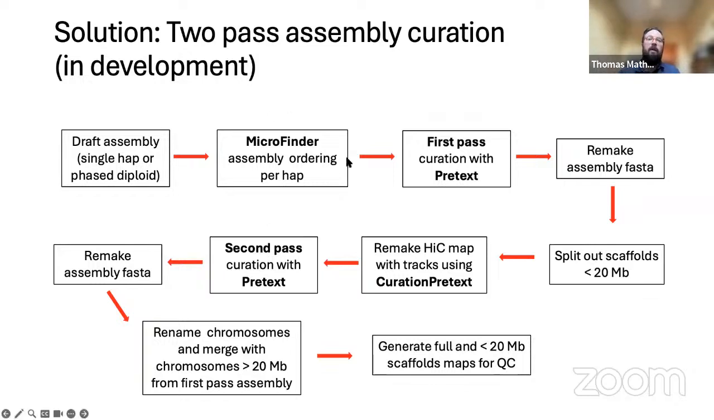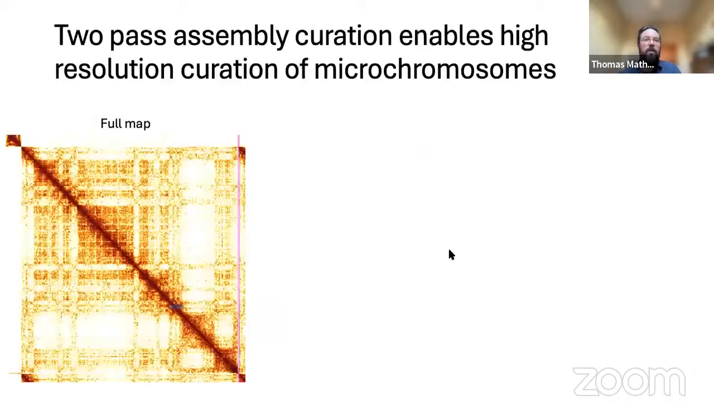That's the overall pipeline that we use, which we're starting to use now. This is quite new, but it does seem to work quite well. So I'm going to show a couple of examples. This is a single microchromosome in a full map. It's on the larger end of the size of microchromosomes. It's probably 4 or 5 megabases in length, this chromosome.